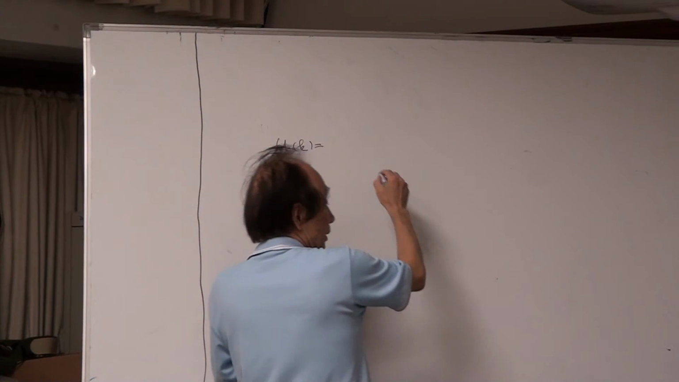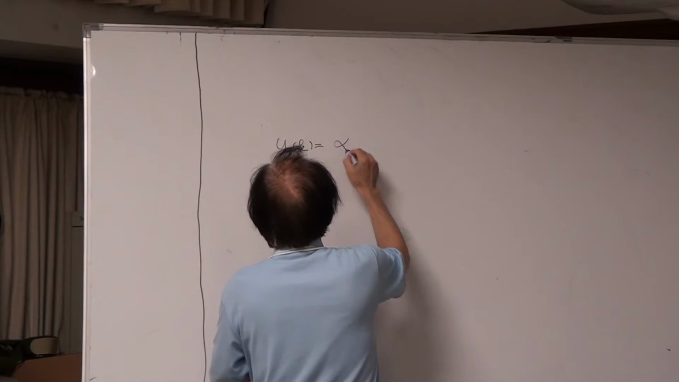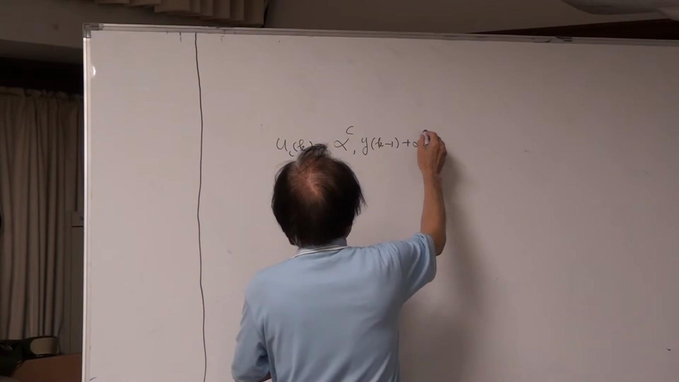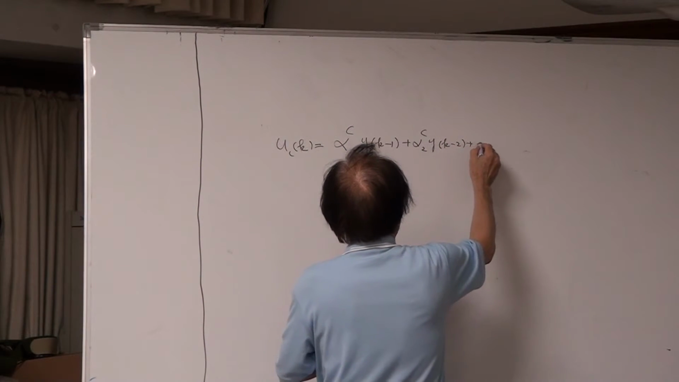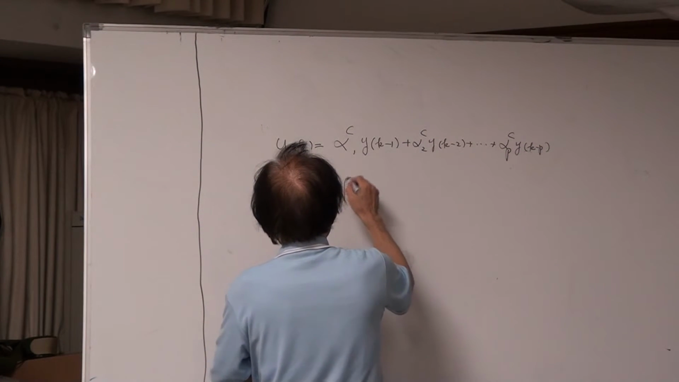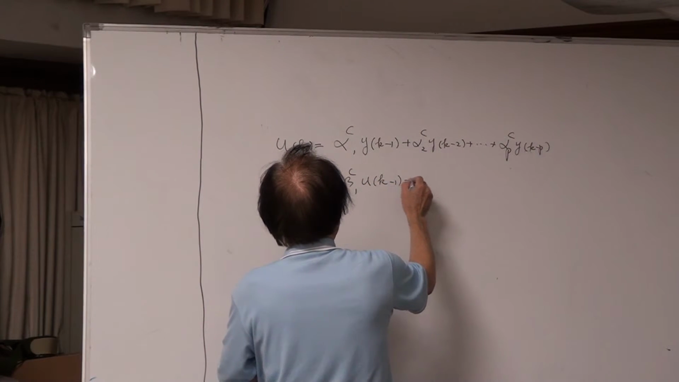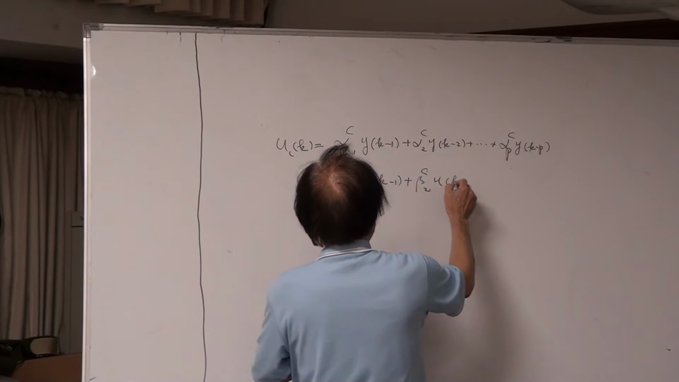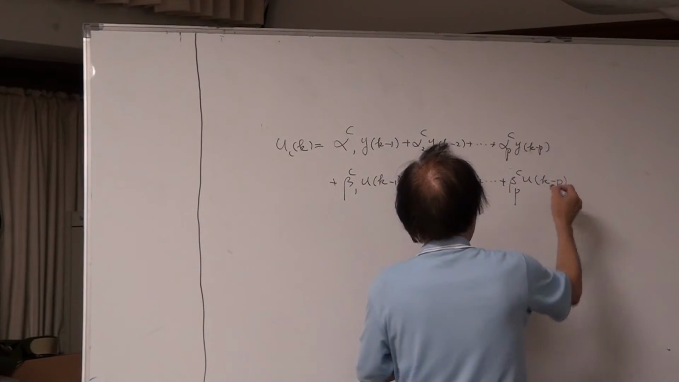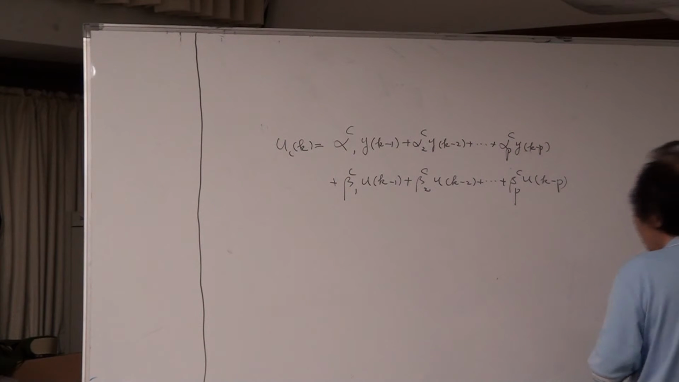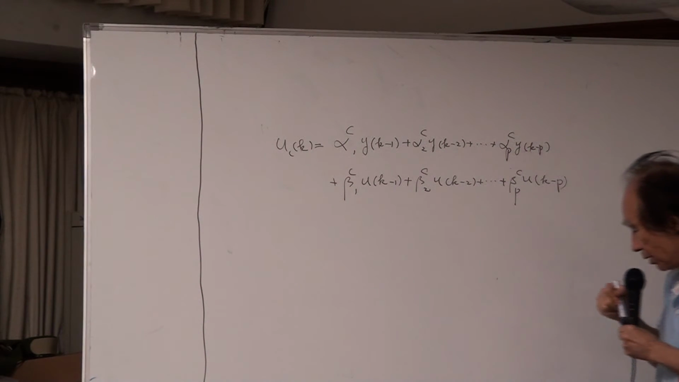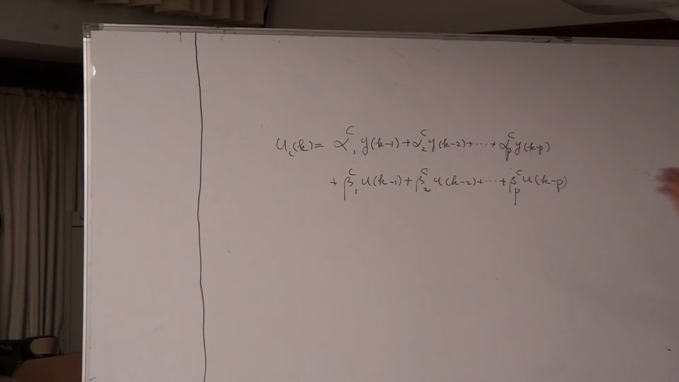So at the end, you got the formulation U C K equal to alpha 1C Y K minus 1 plus alpha 2C Y K minus 2 up to alpha PC Y K minus P, and then plus beta 1C U K minus 1 plus beta 2C U K minus 2 and so on, plus beta PC U K minus P. That is the way to solve for all alpha 1C, alpha 2C, alpha PC, beta 1C, beta 2C, and beta PC. That's all the solution we got.